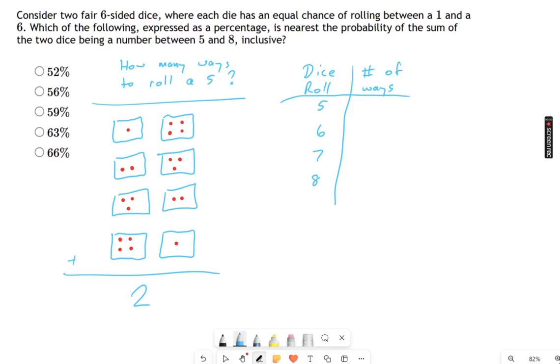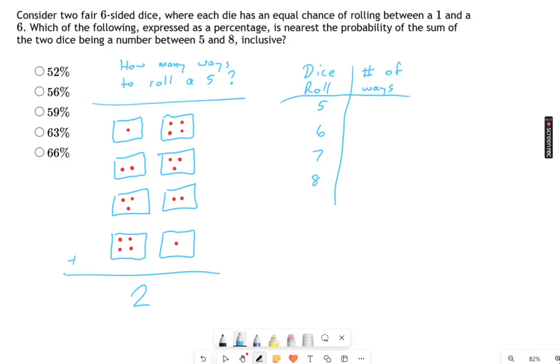This problem covers a little bit of probability theory, and we have two six-sided dice. Each die has six possible numbers. We assume that these are fair dice and that each number is just as likely as the others. And it asks, what's the probability of rolling something between a 5 and an 8? Well, to do this, you have to know how likely it is to roll those numbers, 5, 6, 7, 8.